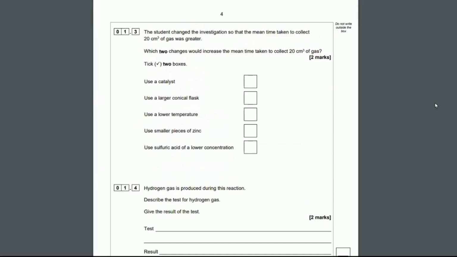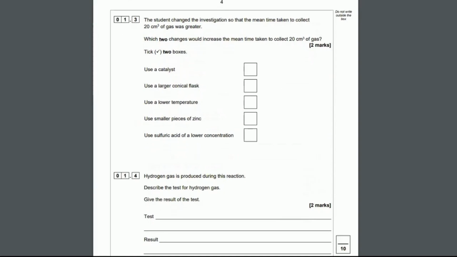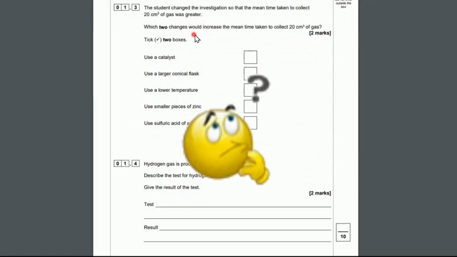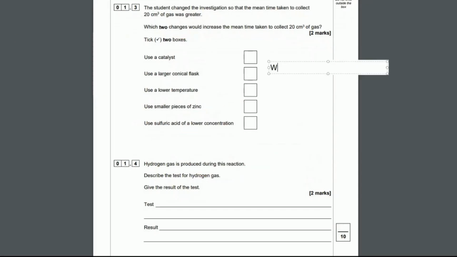1.3, the student changed the investigation so that the mean time taken to collect 20 centimeters of gas was greater. So they changed the investigation so it took a longer time to get 20 centimeters of gas. What 2 changes would increase the time taken to collect 20 centimeters of gas? Think about it. If it's taking a longer time to collect the gas, is the reaction happening faster or slower? The reaction must be happening slower. The acid and zinc are reacting slower.